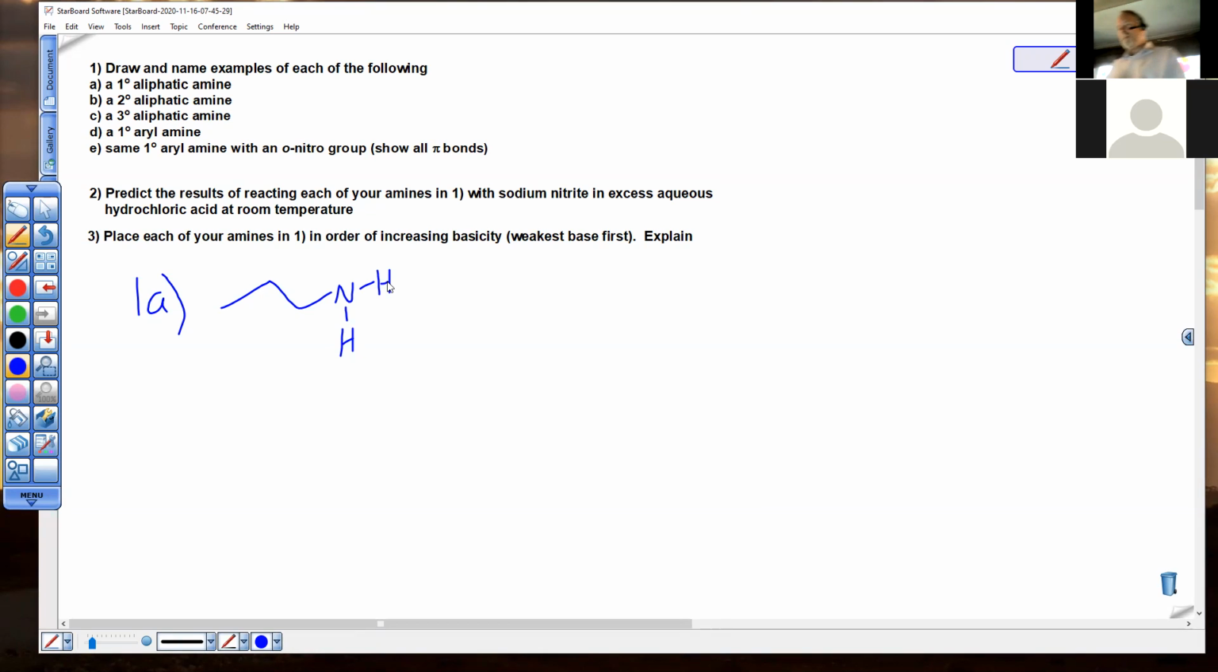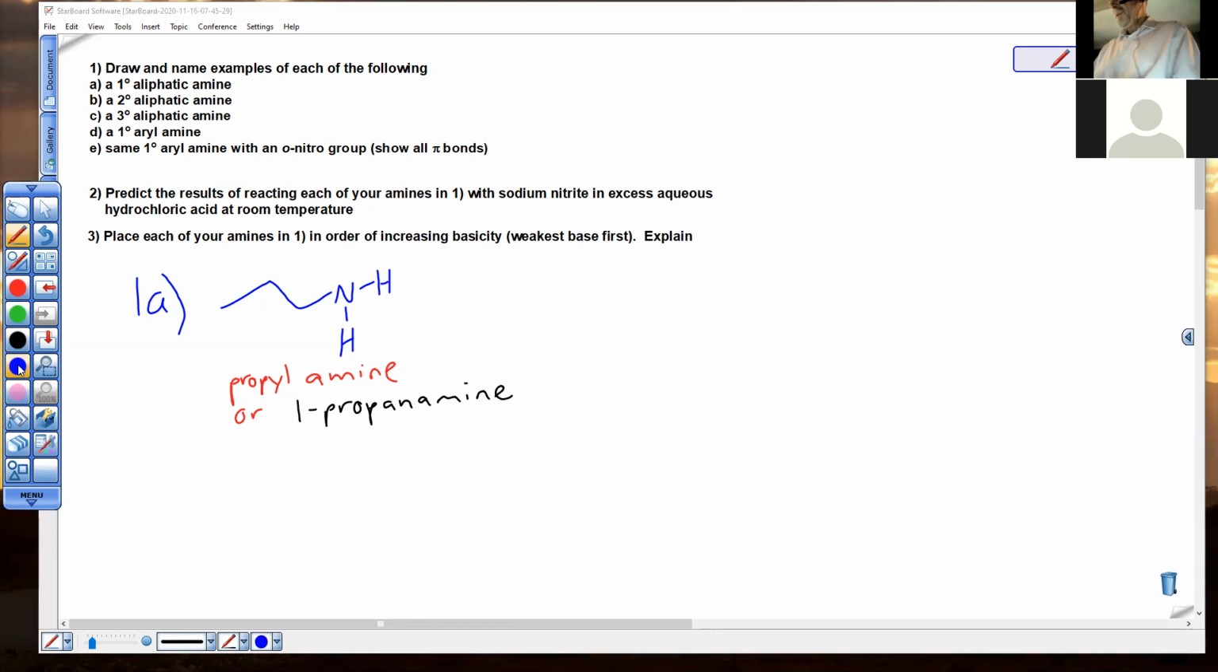So there's a primary aliphatic amine, and you can call it propylamine if you want to give its common name. Propylamine. Or 1-propanamine. That'd be 1A.